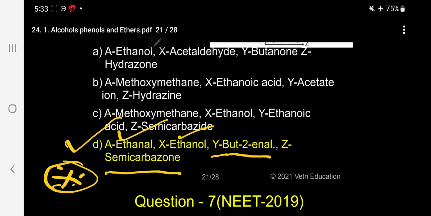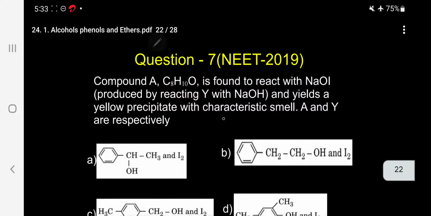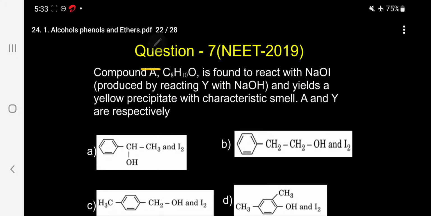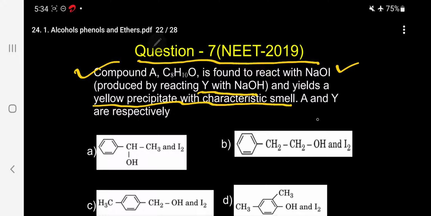Please follow. Very, very important questions. Question number 7. This was asked in the year 2019. Let me read again. Compound A, C8H10O, is found to react with sodium hypoiodide, which is formed by reacting Y with sodium hydroxide, and yields a yellow precipitate with characteristic smell. A and Y are respectively. This is the question.